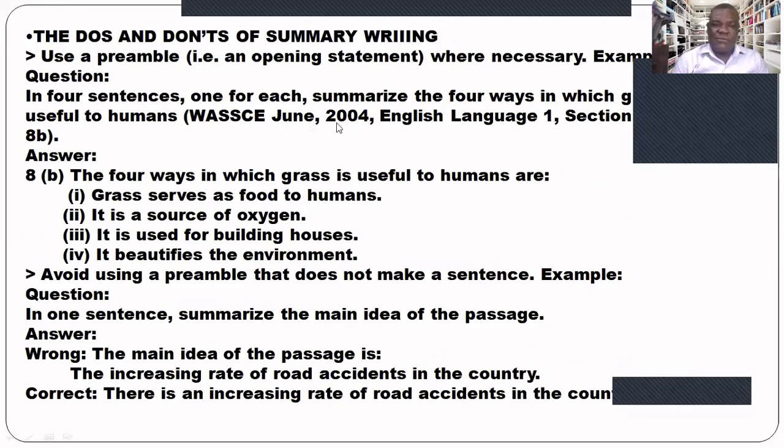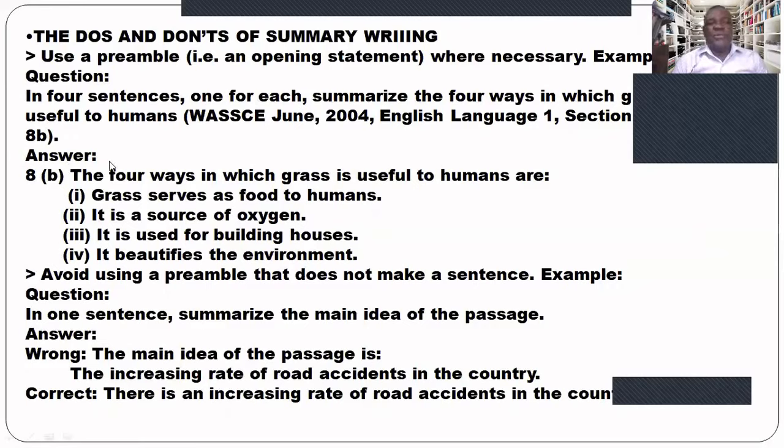WASSCE of June 2004. And you are asked, this is the question: In 4 sentences, 1 for each, summarize the 4 ways in which grass is useful to humans. That's question 8B in that year's WASSCE, WAEC exam, if you like.